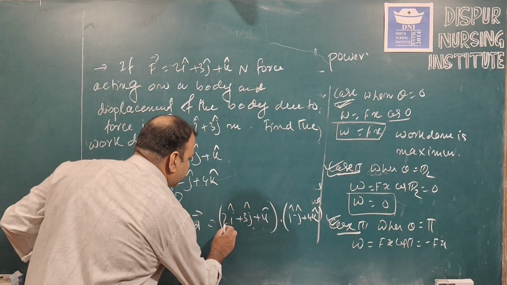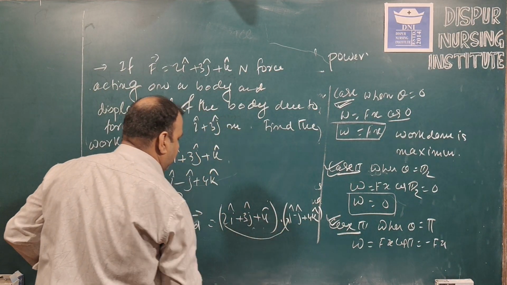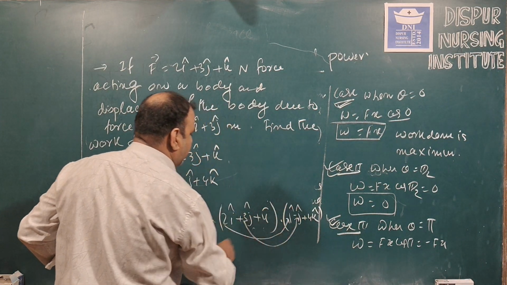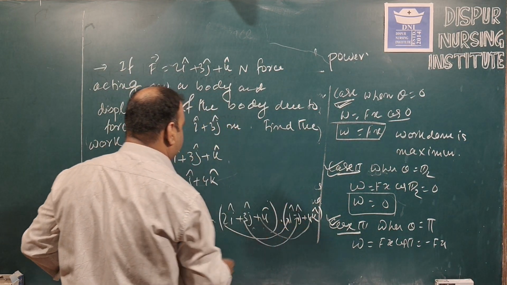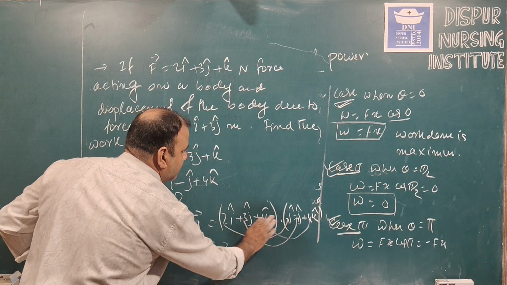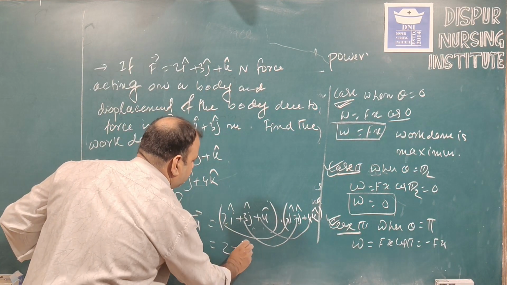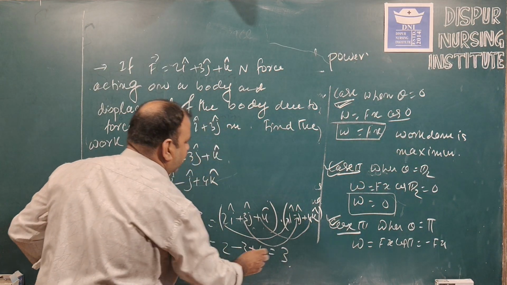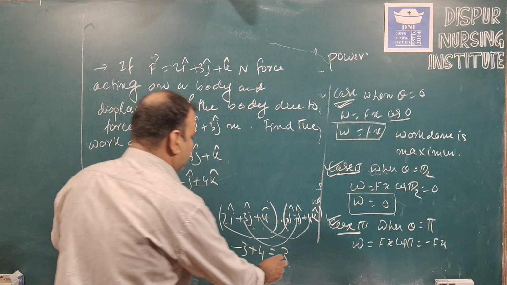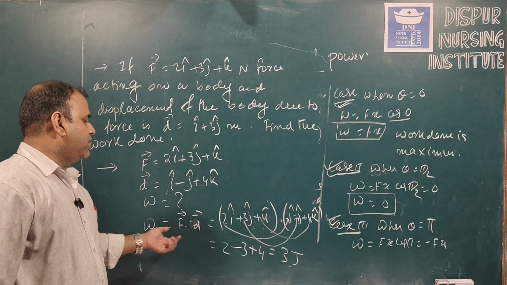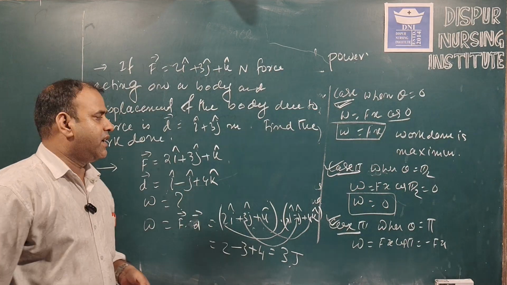So first coefficient of first term multiplies with the coefficient of first term, say coefficient of J, coefficient of K, in the shortcut formula. So you remember 2 into 1 it will be 2, plus minus it will be minus 3 into 1, 3, plus 1 into 4 it will be 4, it will be 3. So W is equal to 3 joule. So W is equal to 3 joule is the work done.